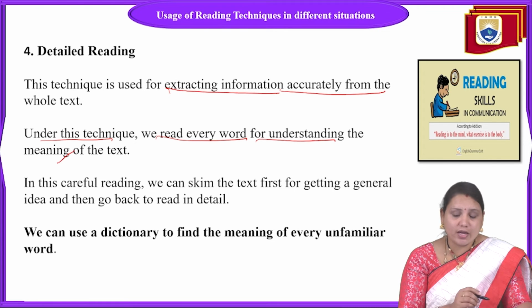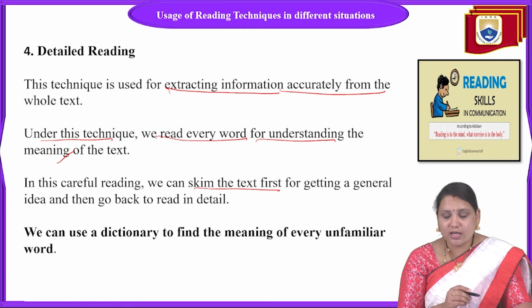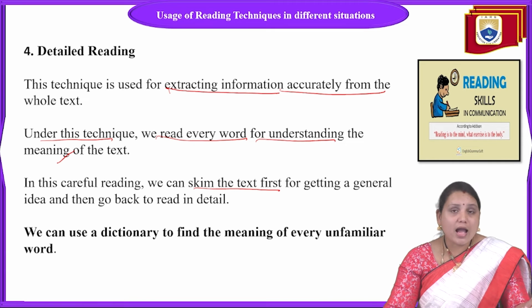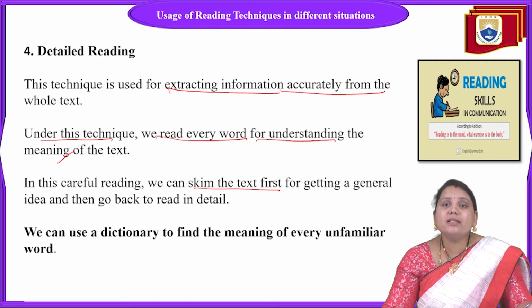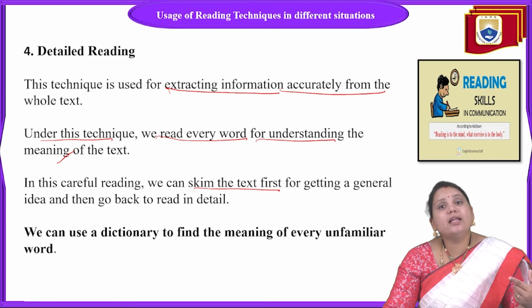In this careful reading, we can skim the text first for getting a general idea and then go back to read in detail. Why do we skim before? Because we want to get some gist of that content such that we can equip ourselves and spend more time in detailed reading. So, as a preview, you can skim the text. After skimming the text, you can start doing the detailed reading for better understanding and for catering to the needs of the purpose of your information.